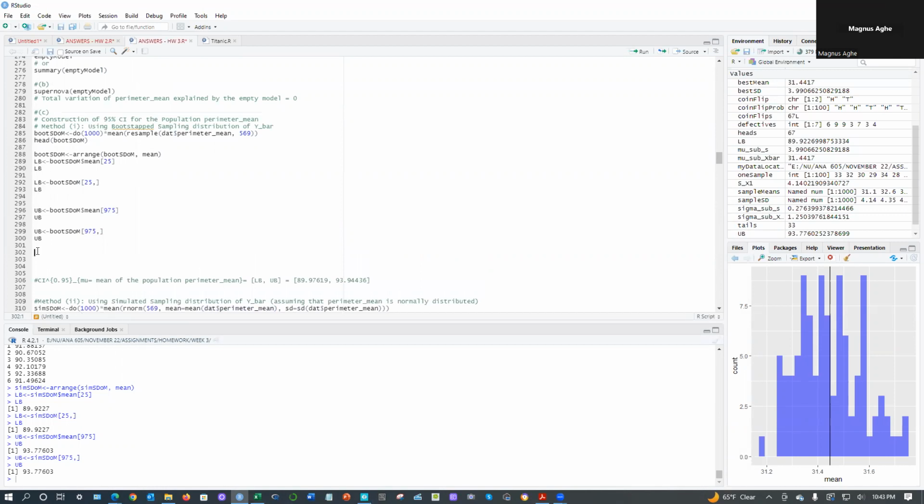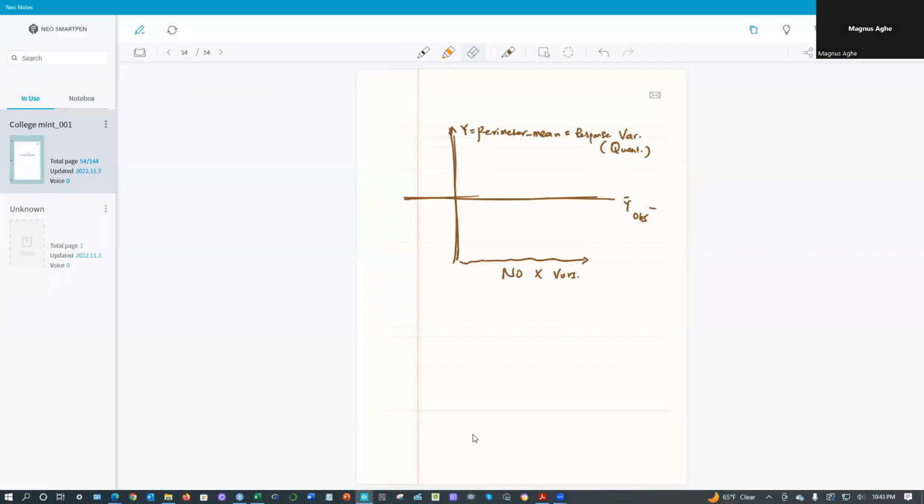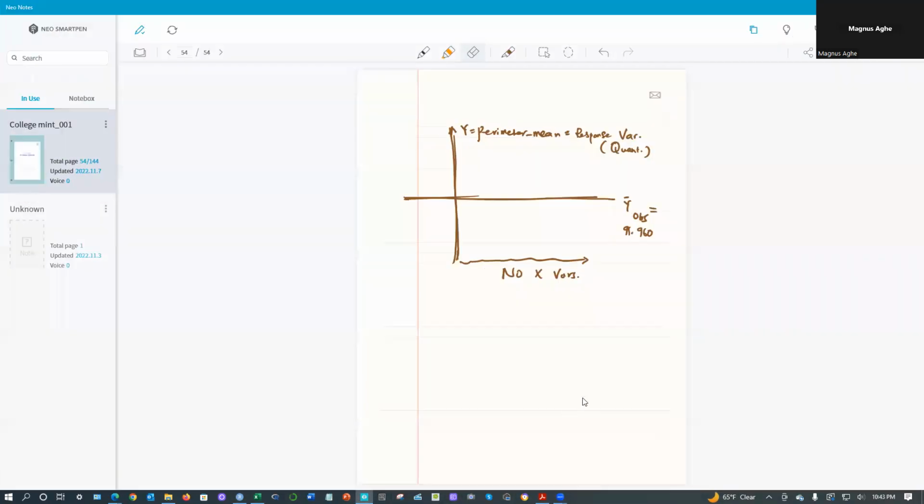So I'm going to run here. The value is 91.96903. That's the observed value.